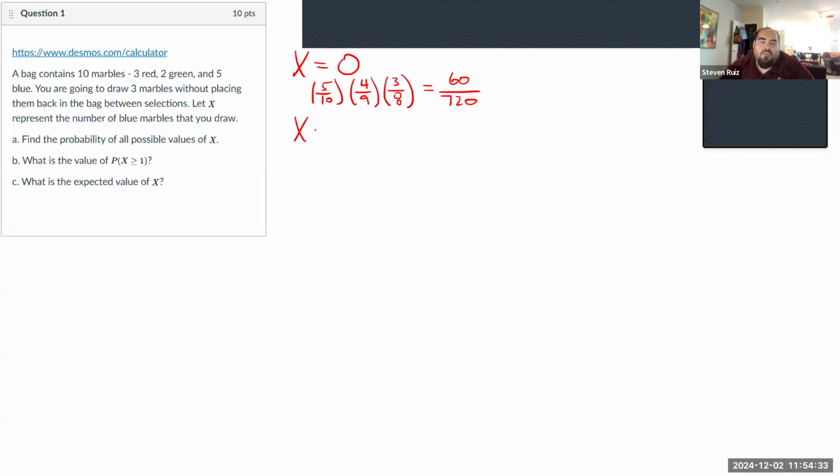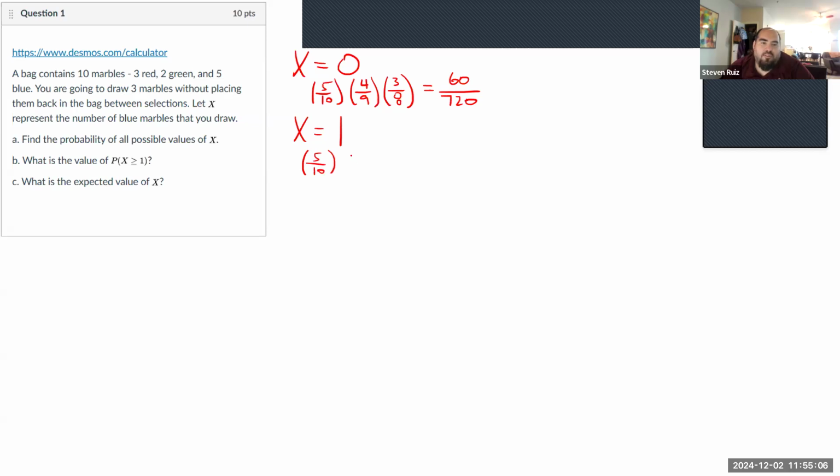What about if I draw one? This is going to be a little more complicated because I don't care which marble I draw. Like, I don't care which marble is blue. So let's think about this. Let's say the first one is blue. What's the probability that I draw a blue marble first? Well, there are 5 blue marbles, so that probability is going to be 5 out of 10.